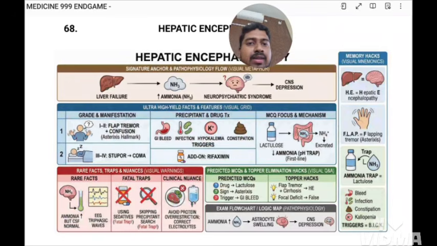So there are various grading of hepatic encephalopathy. In grade 1 and grade 2 you will see initially confusion. In grade 2, that is stage 2 hepatic encephalopathy, you have this asterixis. Asterixis means when you ask the patient, it is flapping tremor.